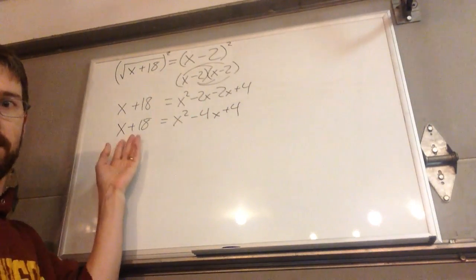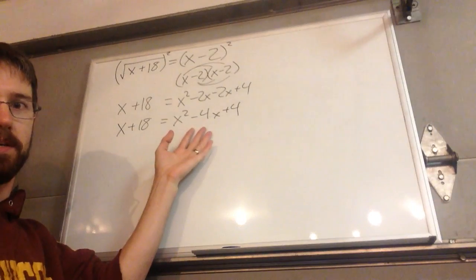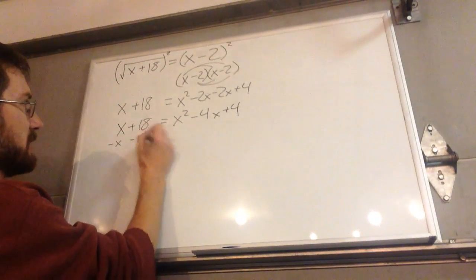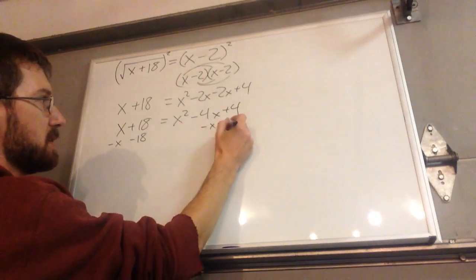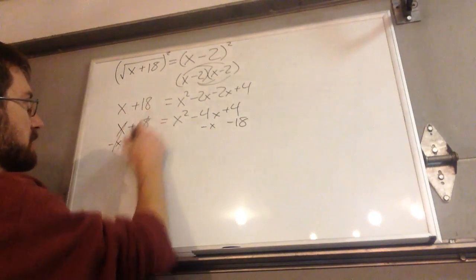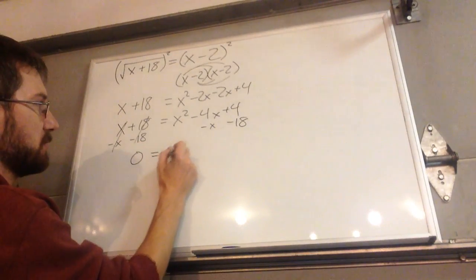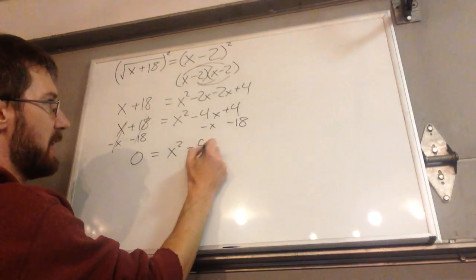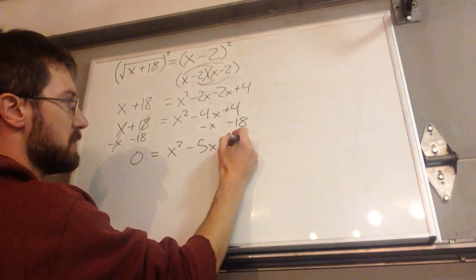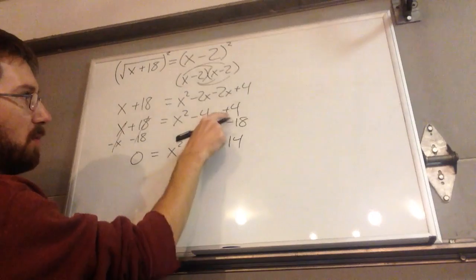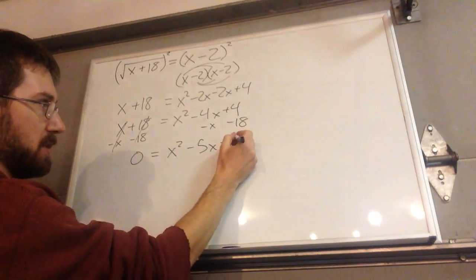And now I can get all of this stuff over to here by subtracting. So minus x minus 18, minus x minus 18. That'll cancel that out. And we get 0 on this side is equal to x squared minus 5x minus 14. 4 minus x is negative 5x. 4 minus 18 is negative 14.